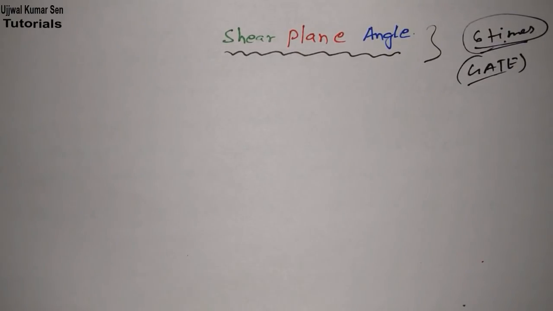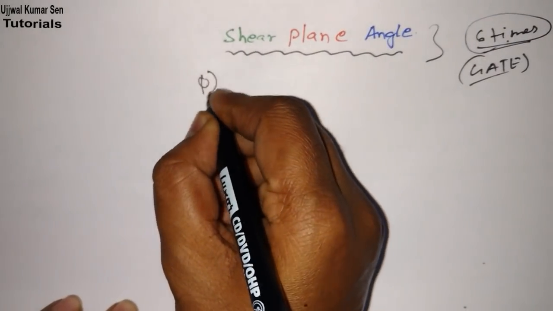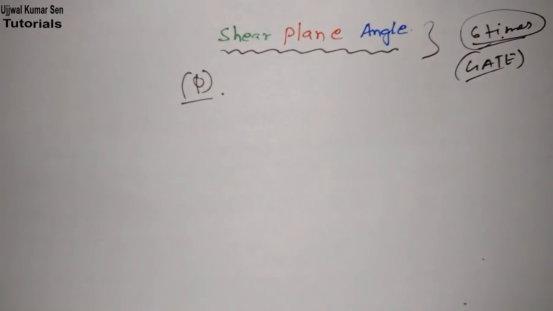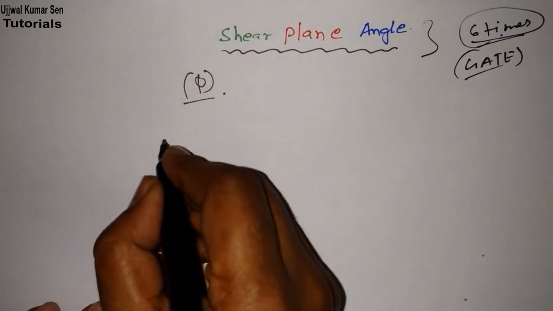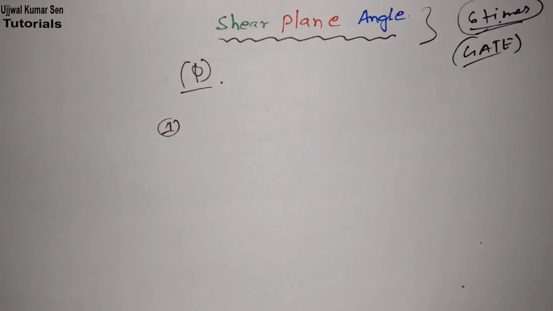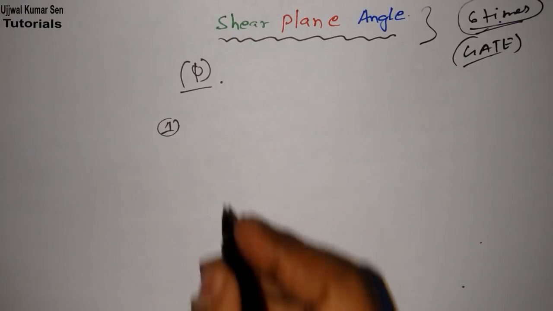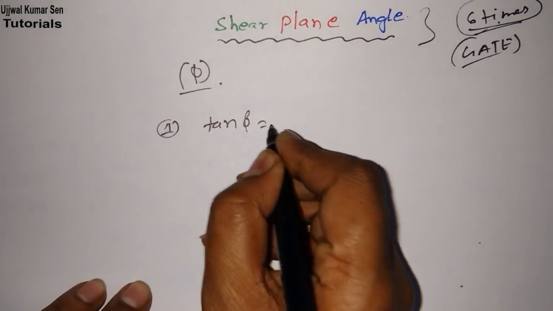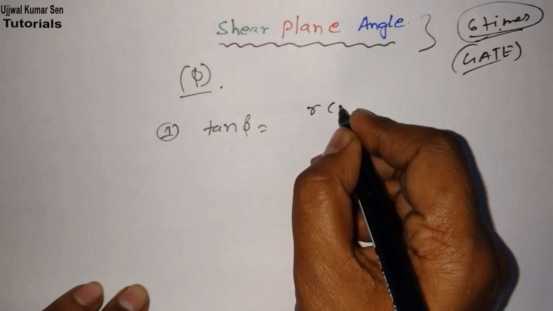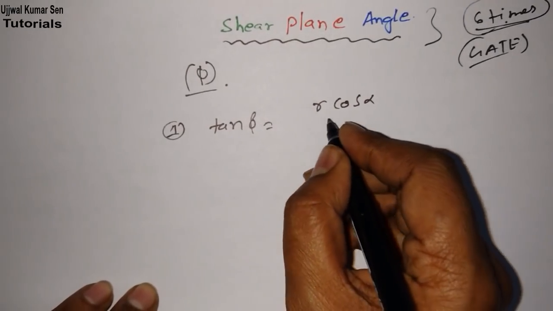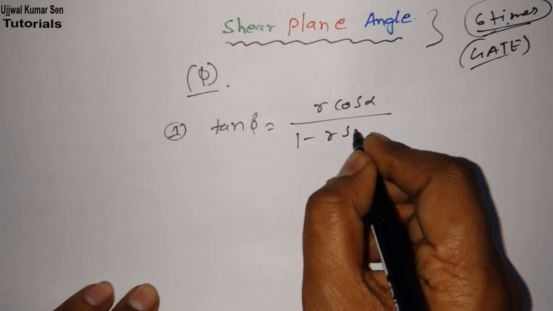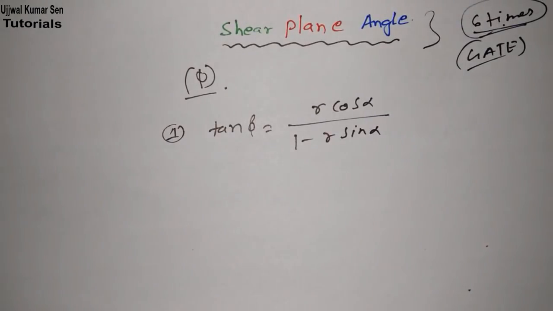So what exactly am I talking about? How to find the shear plane angle. We denote shear plane angle by phi, and there is one formula which is most important. Other than this, there is another formula I am going to share with you in this video only. That formula is tan phi is equal to r cos alpha by 1 minus r sin alpha.